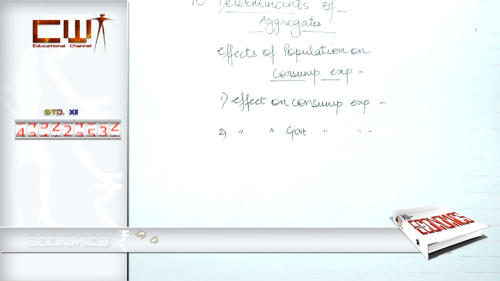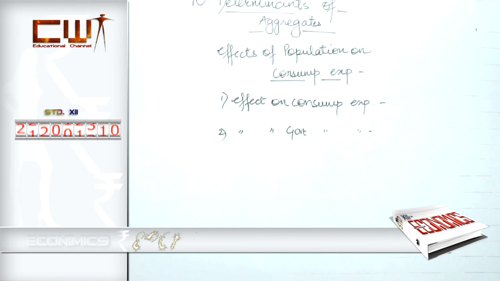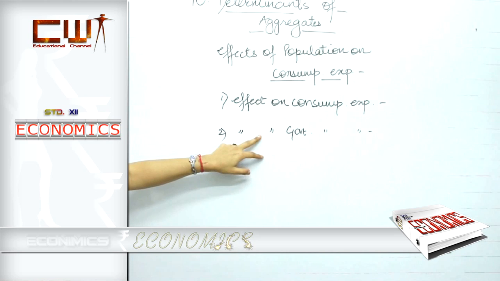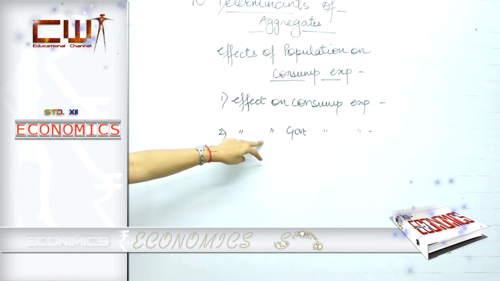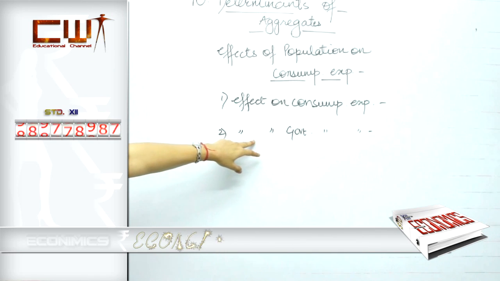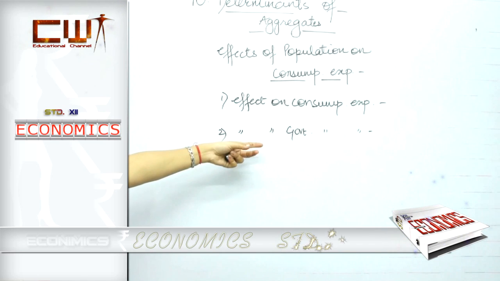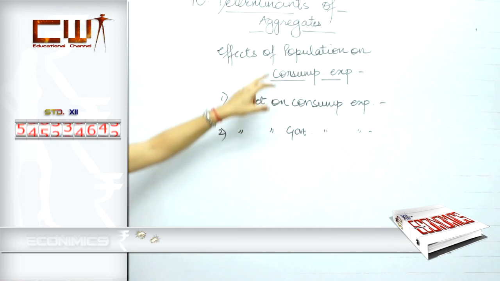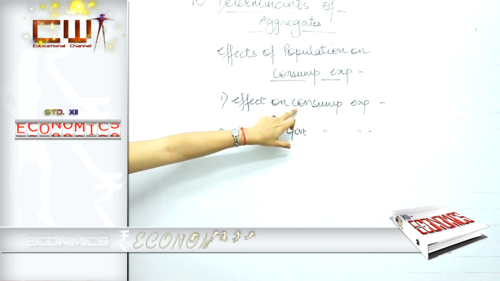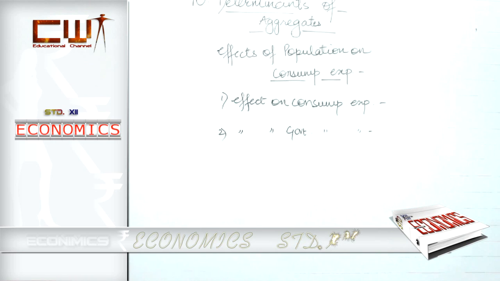When we talk of the effect on government consumption expenditure, the government also incurs expenditure on health services, defense, etc. So if there is an increase in population, the government expenditure will also increase. The government has to spend more on education because there will be more people, and more on subsidies and defense. So as population increases, the consumption expenditure increases, and the government's consumption expenditure also increases.